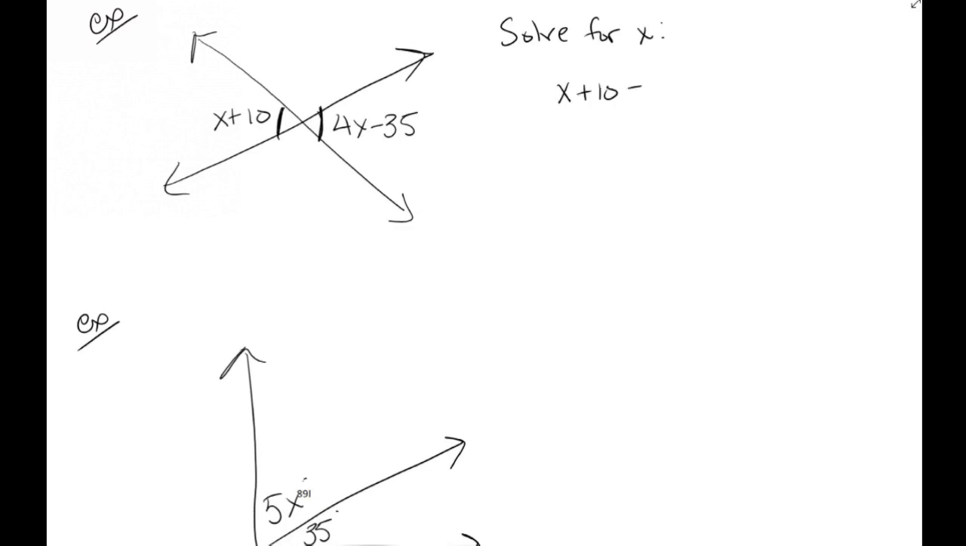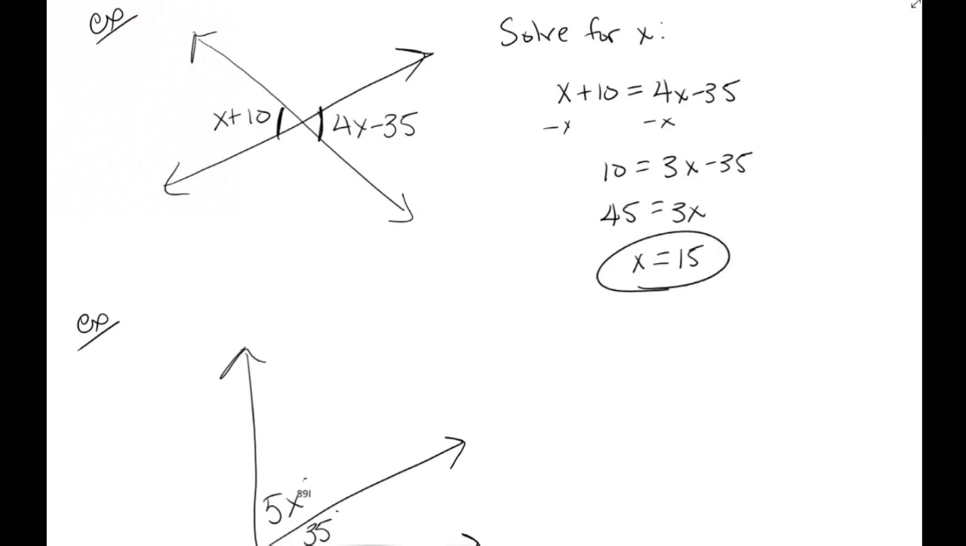So x plus 10 is equal to 4x minus 35. And now we can use our basic algebra skills. Remember, we're going to move an x over here, and we're going to get 3x minus 35. And then when I add 35 to this side, I get 45 equals 3x. And if I divide both sides by 3, I get x equals 15. All right, so this is our application. We use the geometry definitions and theorems, and then our basic algebra to solve.